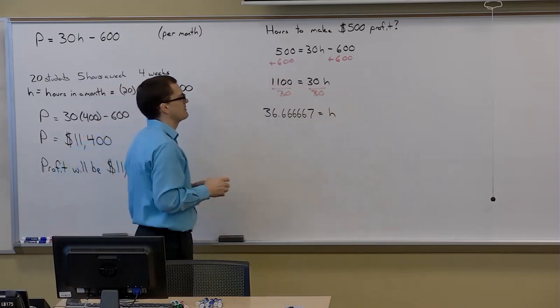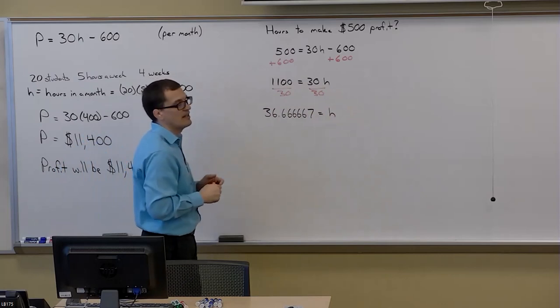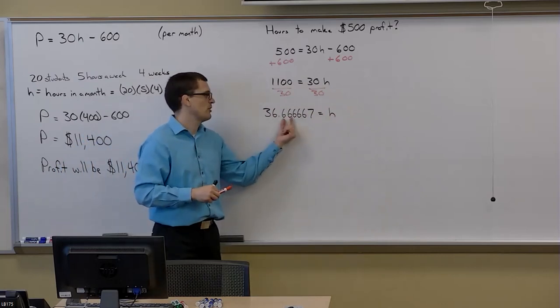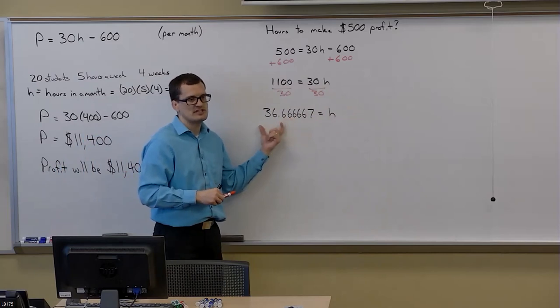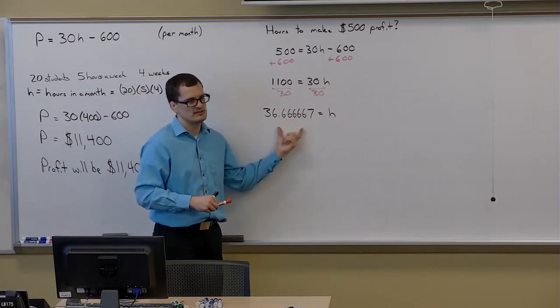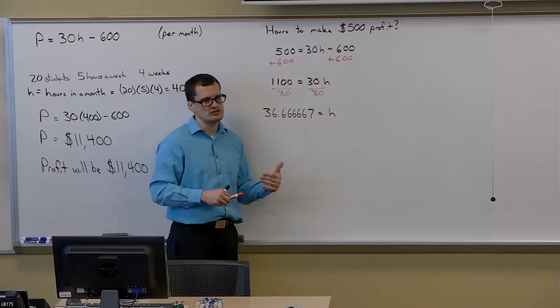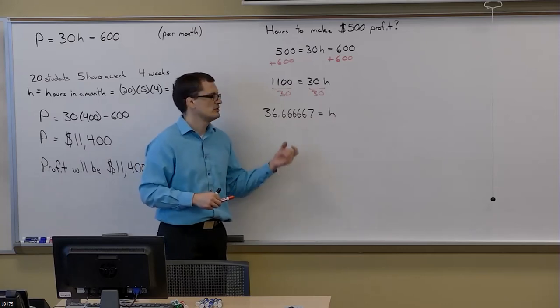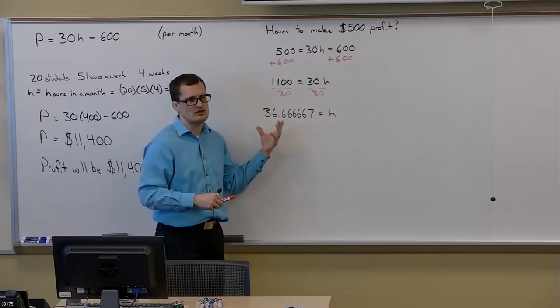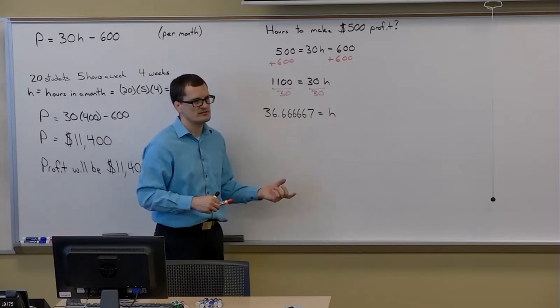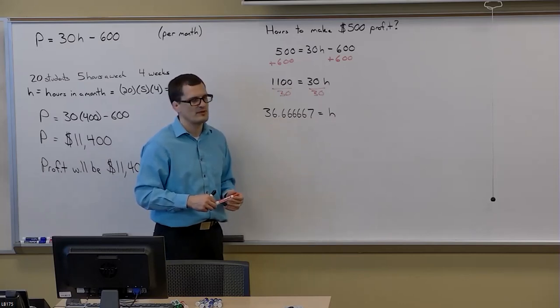And so how many hours? I guess if they did allow to charge a partial hour, then you'd say 36.67. So if they could charge a partial hour, you'd go 36.67. If they couldn't, you'd say 37 hours. Does that make sense?